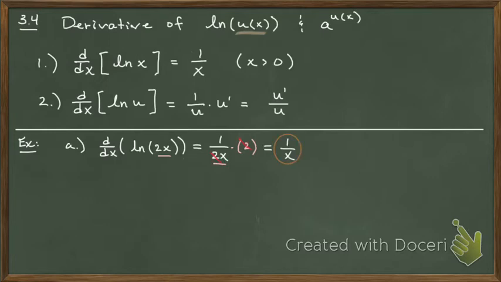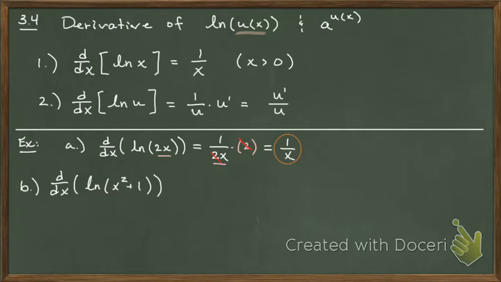In fact, we can say that the derivative of natural log of any constant times x is just going to be 1 over x, okay? And we can show that by some quick properties of logarithms. We'll get to that.